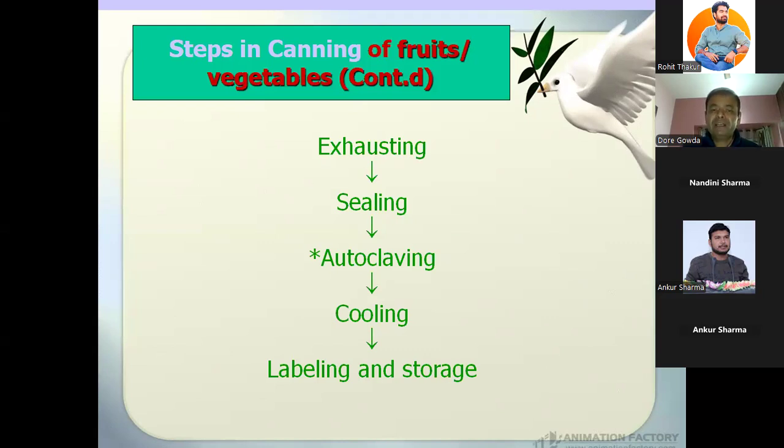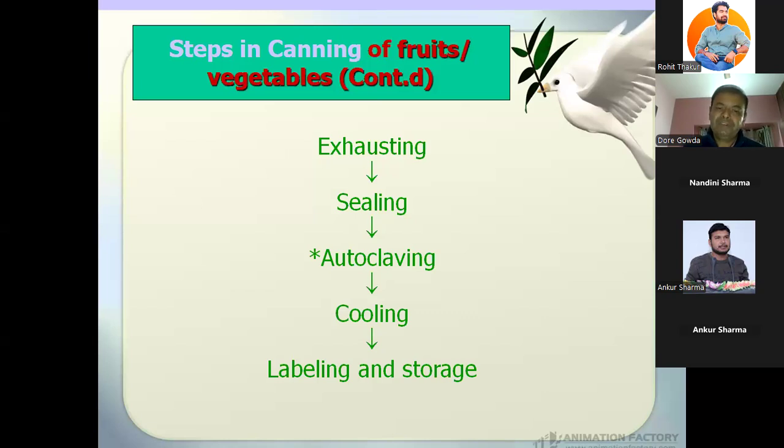For that, when the can is heated along with the material and sugar syrup or salt, due to the heat it expands, and whatever air is present on the top of the can will come out, and then immediately it is sealed. After sealing, it is subjected to autoclaving, that is processing in a retort. As I said, if it is vegetables, essentially we have to go for autoclave.